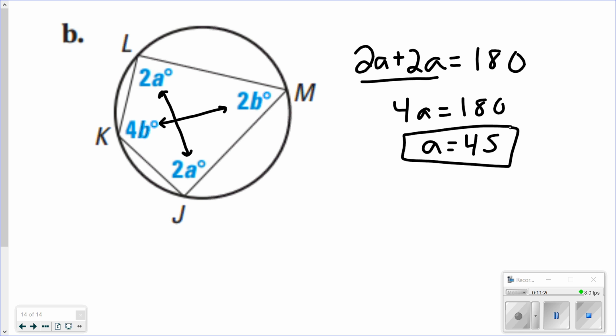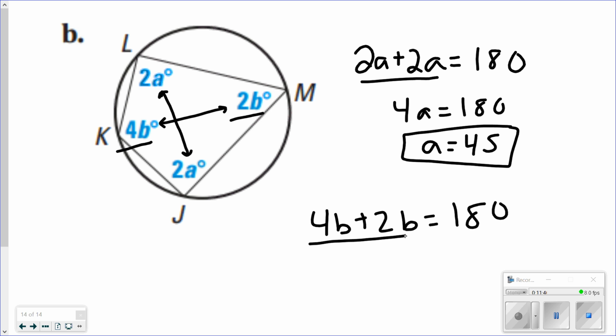Now let's look at 4B and 2B. So 4B plus 2B is equal to 180. Combine your like terms. 6B is equal to 180. And we end up getting that B is equal to 30.